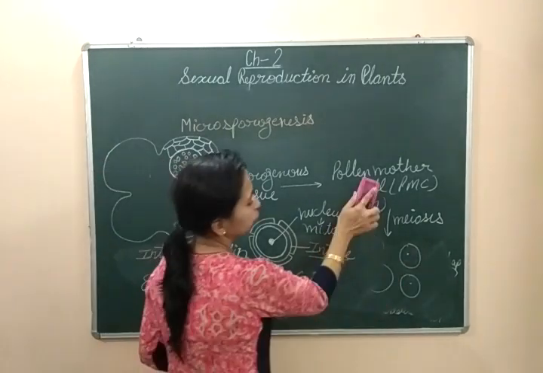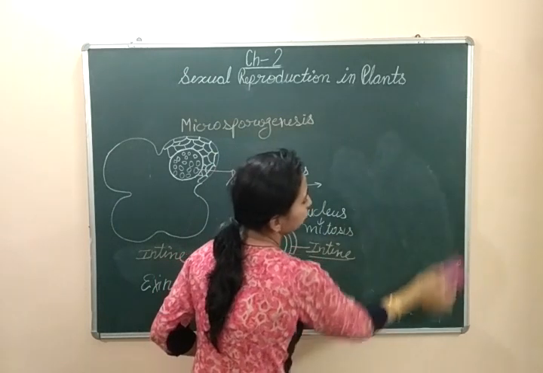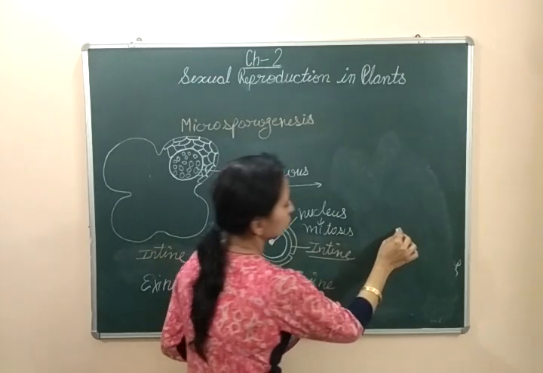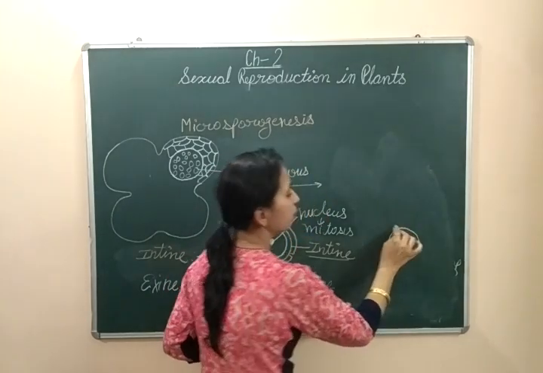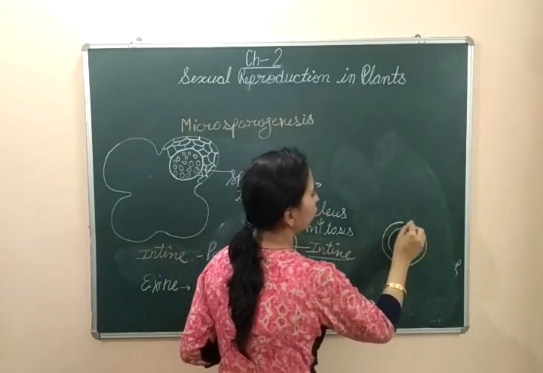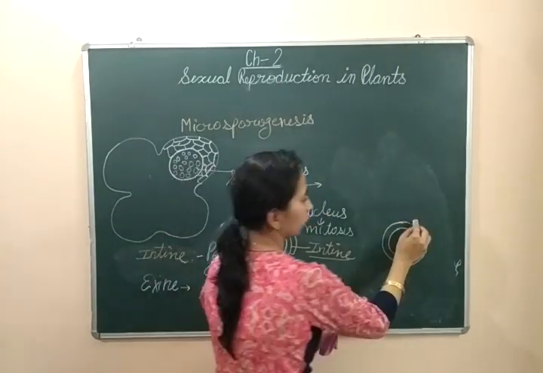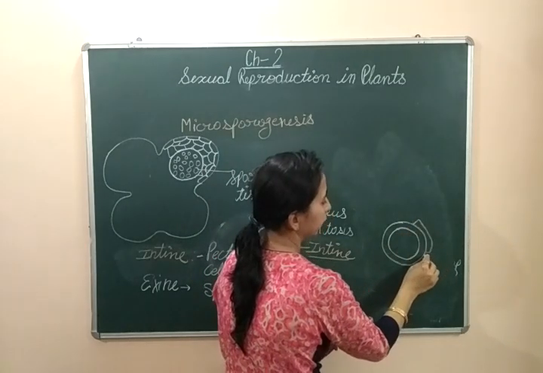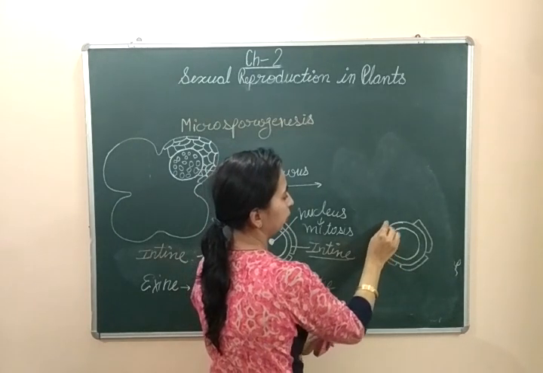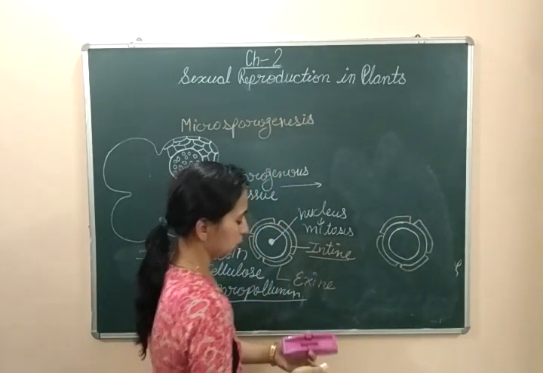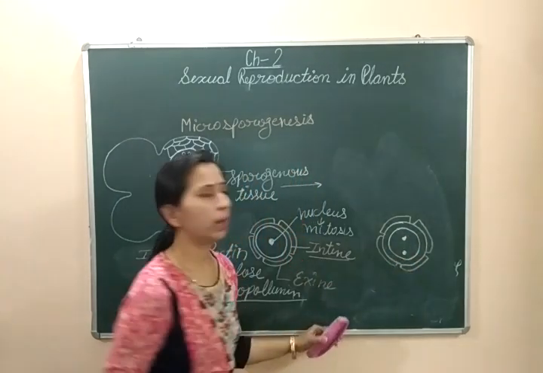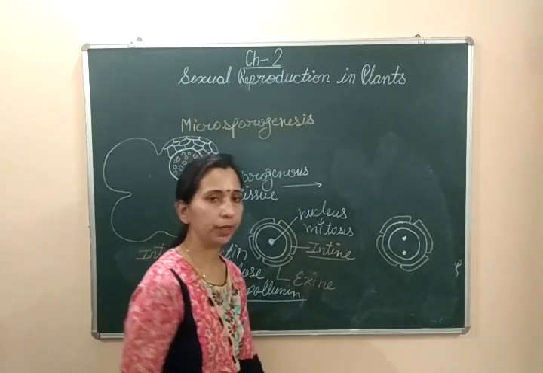The nucleus divides by mitosis, and due to the division the structure that is formed is a binucleate structure, meaning two nuclei are present in one pollen grain. This is the intine, then we draw the gaps, which will remain there. After mitosis, the binucleate structure is formed. Two nuclei are formed here.